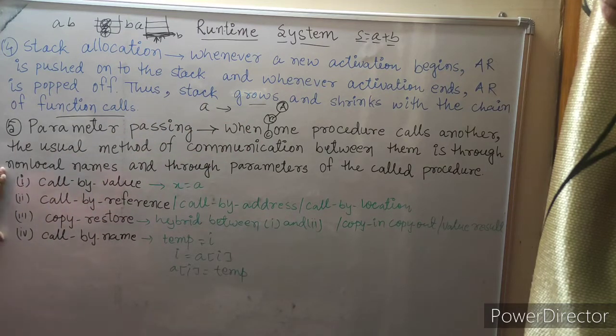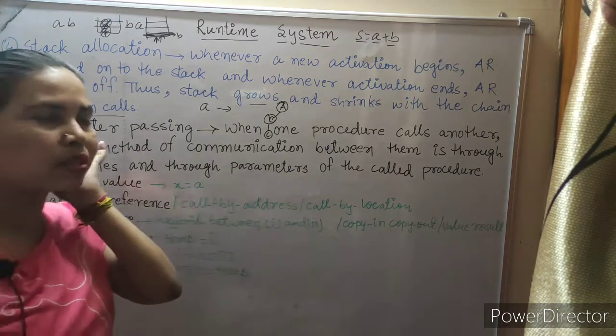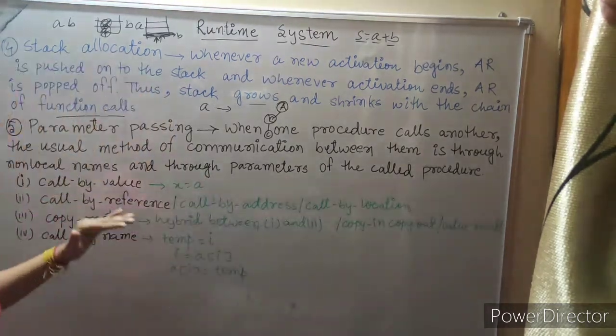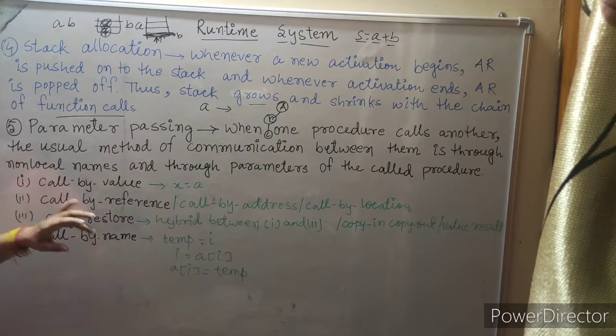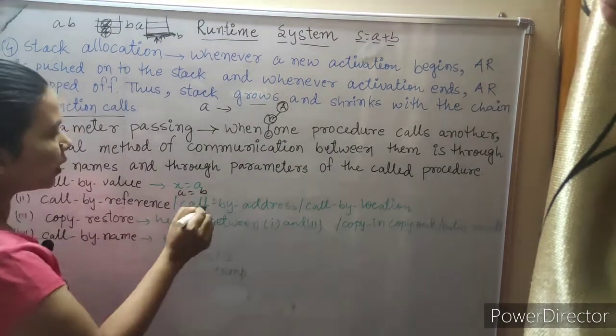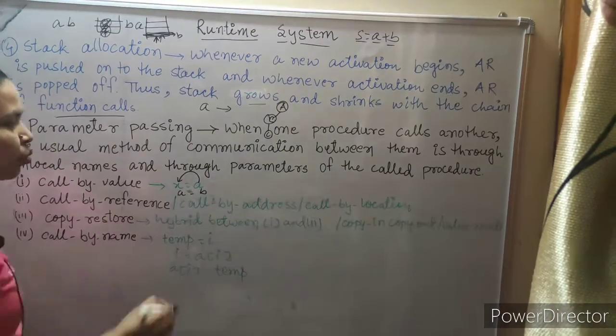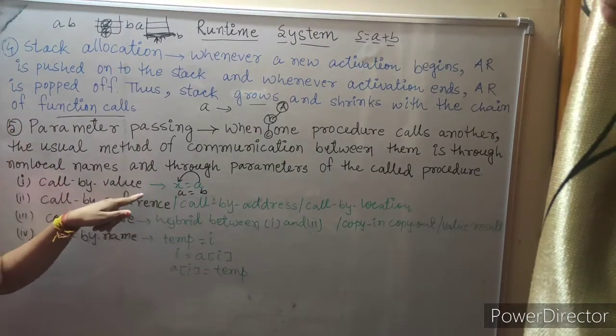Now here, four types are given for parameter passing. Whenever we are passing a parameter, four types are given. First, call by value. We are calling by the value, just like x equal to A, and then A equal to B, and then temporary variable equal like this. So this value is stored to x. So that is the call by value.